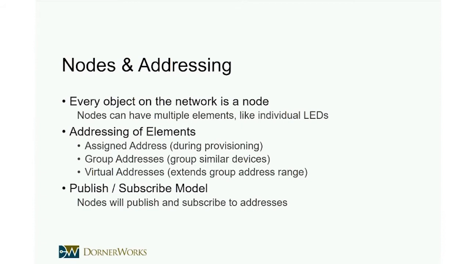Or I want to turn off all the lights in the dining room. It's important to note that elements can subscribe to multiple groups. So you can have an element that is part of the dining room, and you can have a light that is part of the kitchen. So you can just turn off the dining room table lights, or you can turn off everything in the kitchen, which could include the dining room lights.